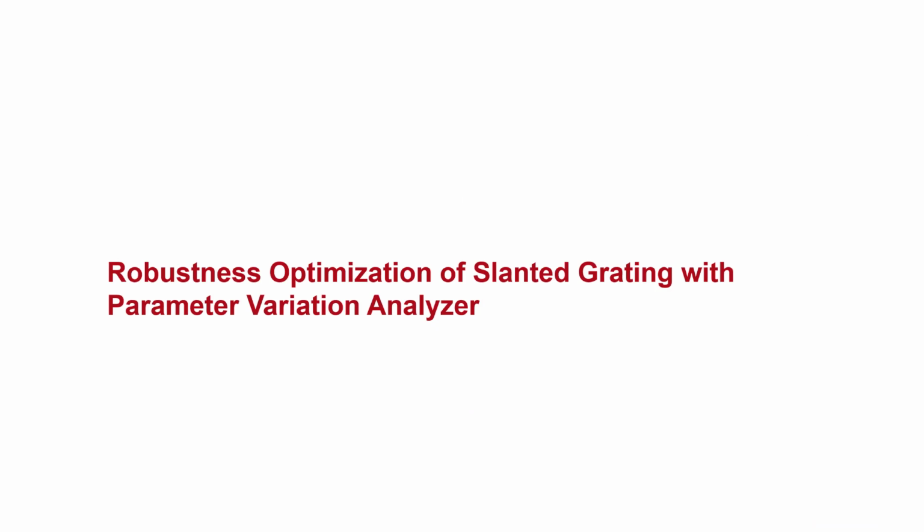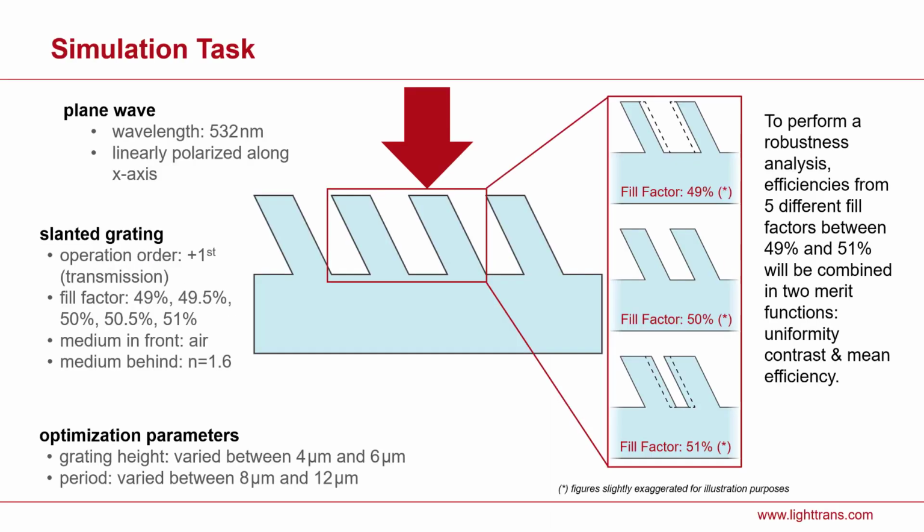And here we're going to optimize a slanted grating for robustness. Let's take a look at the system. This is what our slanted grating is going to look like. We're going to be using a green wavelength, 532 nanometers, linearly polarized light. Those are the characteristics of the source here. The working order that we're going to be optimizing for is the first order in transmission. We have different values of the fill factor listed there, and then the optimization parameters afterwards are going to be the grating height and the period of our slanted grating.